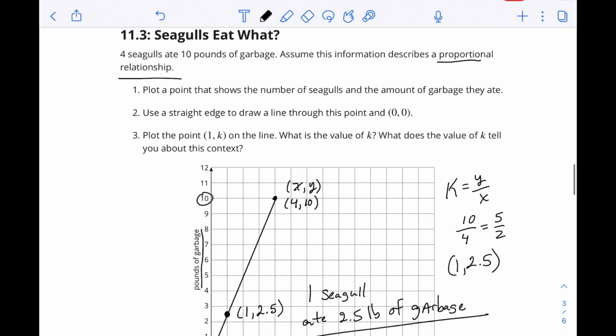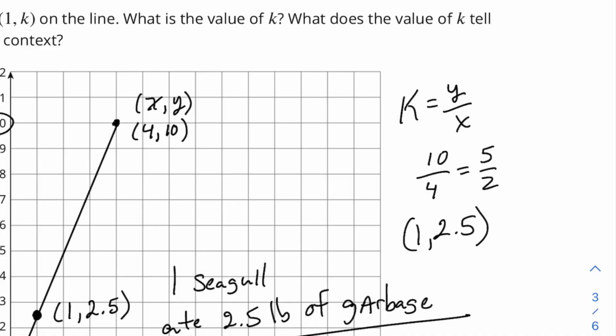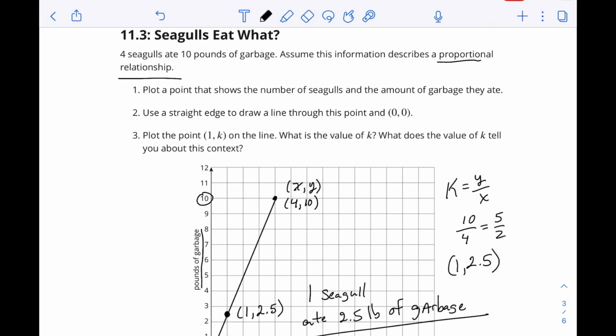So again, as long as we know 1 point on a proportional relationship graph, we can consider an x and y value, and we can get our k value, y over x. The x value of that point is always 1. And so we had (1, 2.5), and they gave us a little context to the rate of how much food each seagull was eating in this situation.